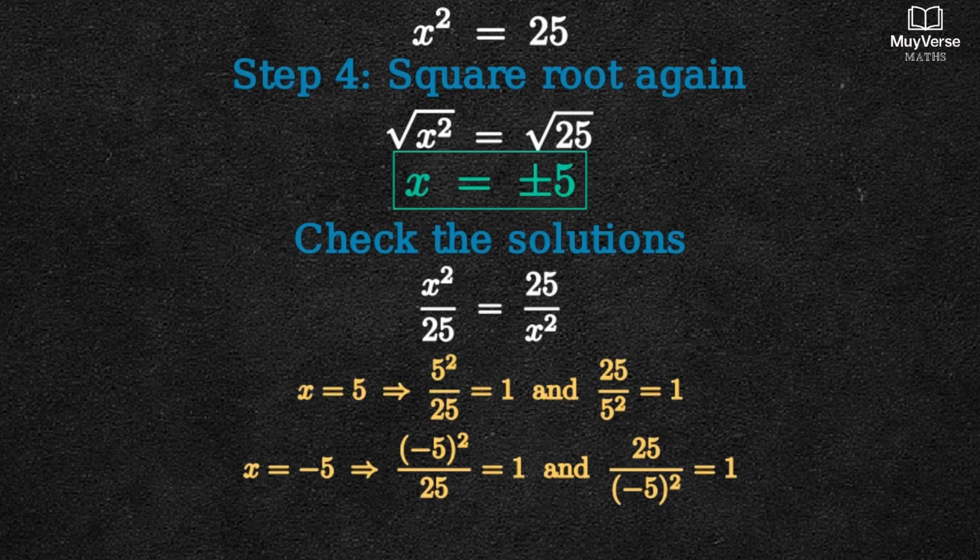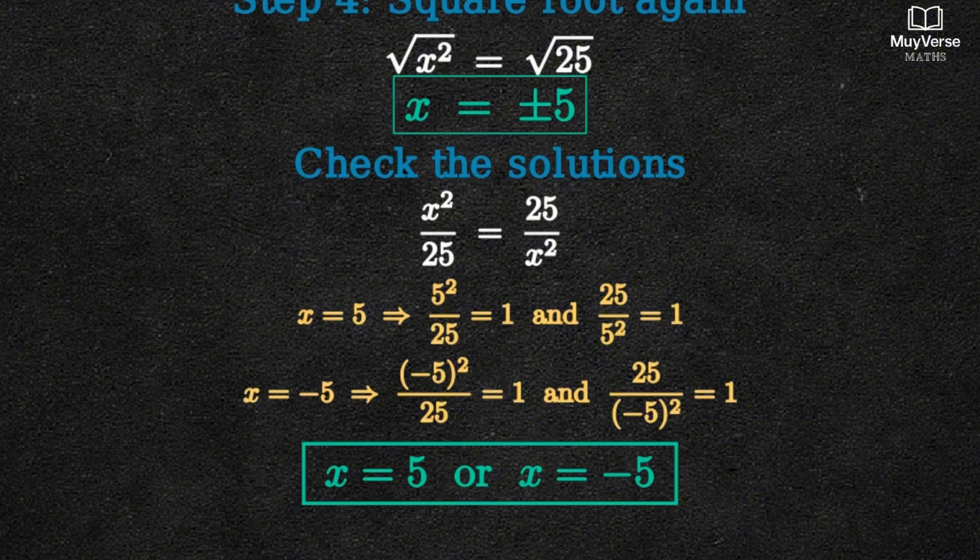For x equals negative 5, x squared is still 25, so both sides are again 1. Both solutions work and neither is 0, so they are valid. Final answer. X equals positive 5 or negative 5.